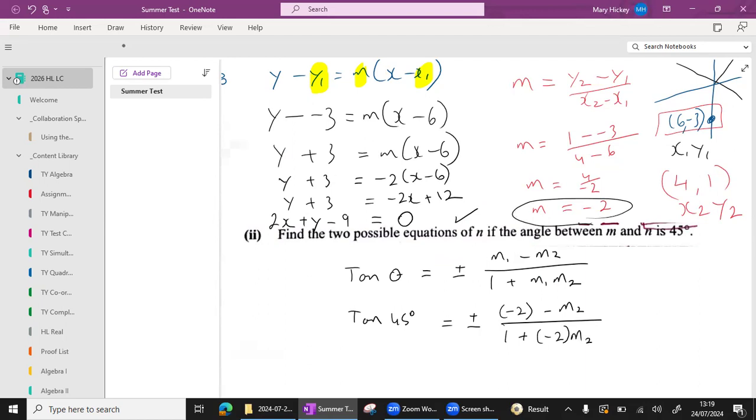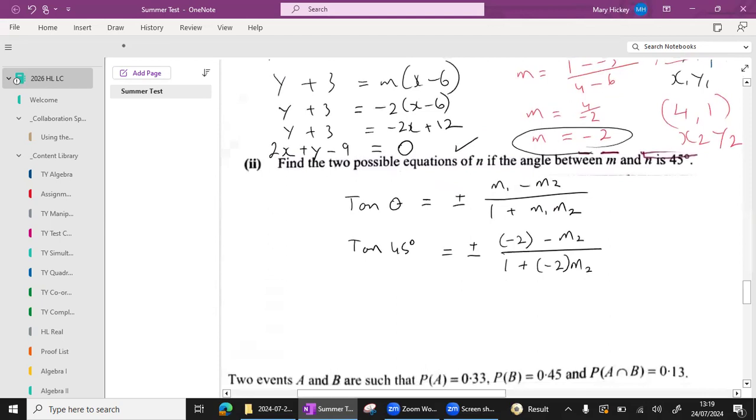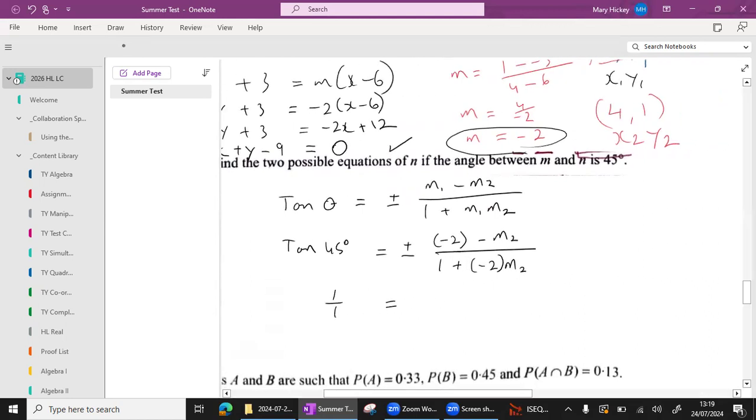And we don't know what the other one is. So the tan of 45 is 1, so that makes it nice and easy on this side. I'm going to just write it as 1 over 1 because of the fractions. Now, 1 is plus and 1 is minus, so at this stage, I might start splitting this. So I'm going to use the plus first, minus 2 minus m2. So I'm just doing the plus along the top line there, which obviously has no effect on anything.